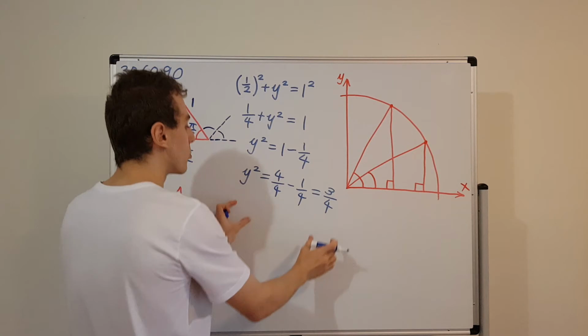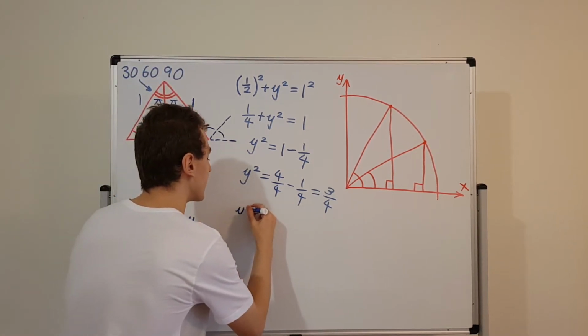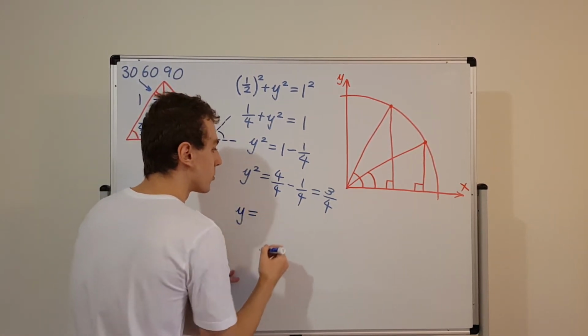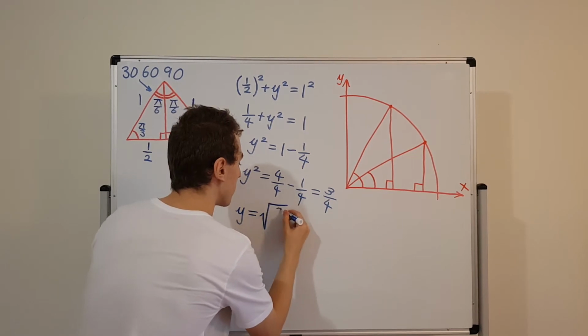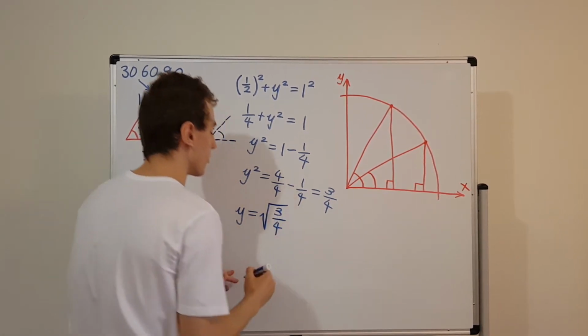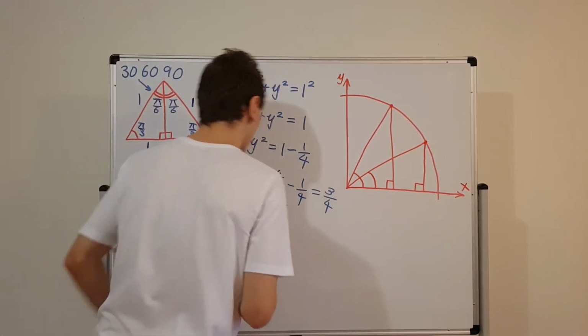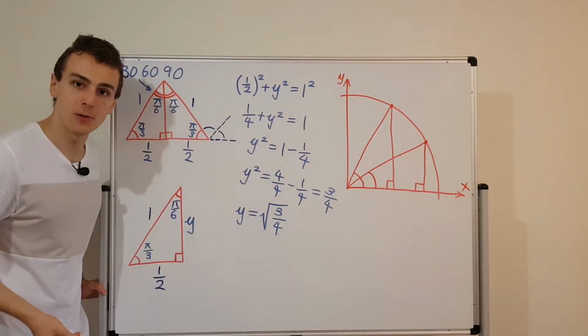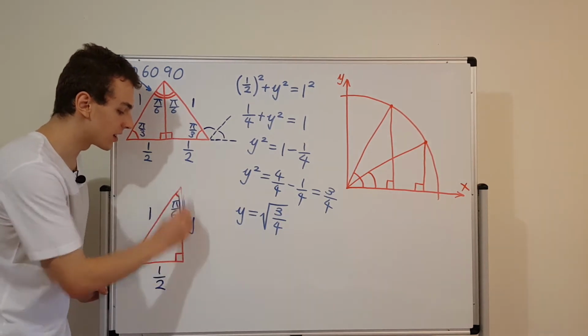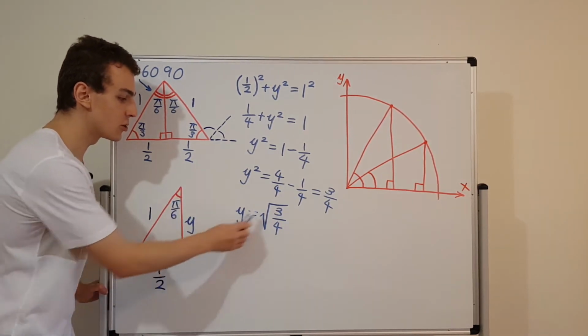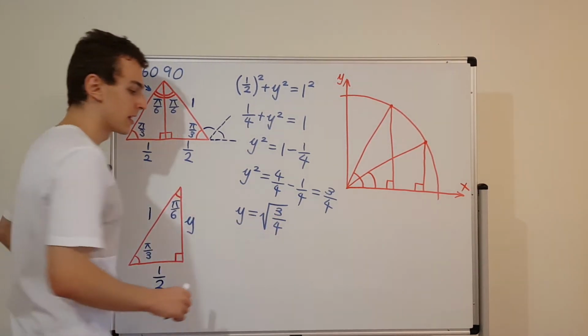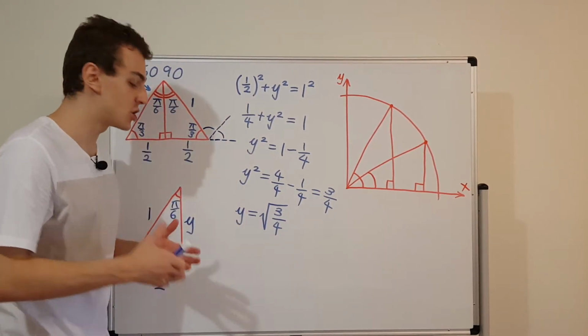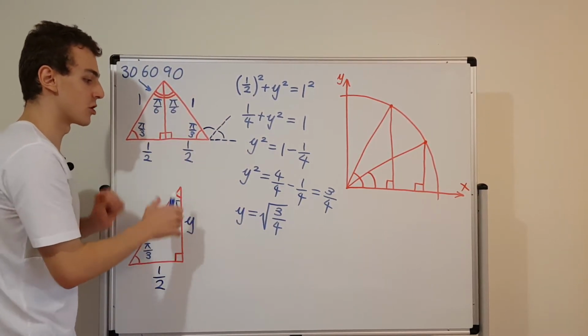Now let's take the square root of both sides to isolate y. So y is going to be equal to the square root of 3 over 4. But have a look at this. We're only considering the positive solution. We don't really care about the negative solution because this is a positive length. We're only interested in the positive solution when we take the square root, because the negative solution doesn't have a geometric visual intuition over here.